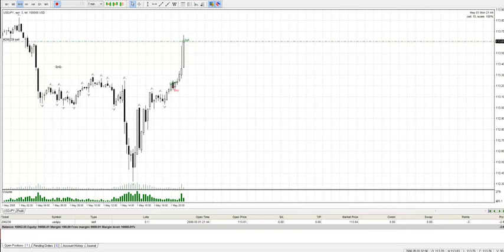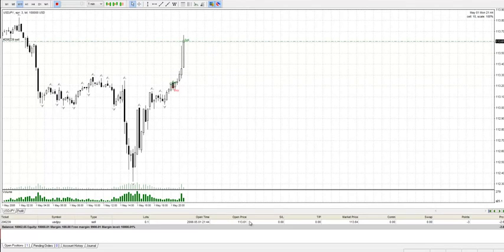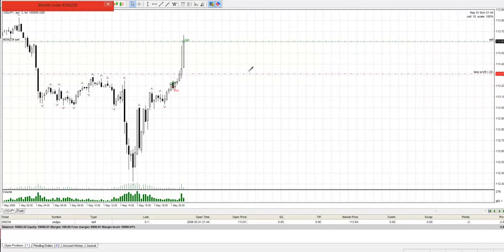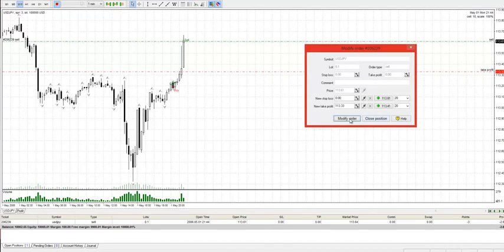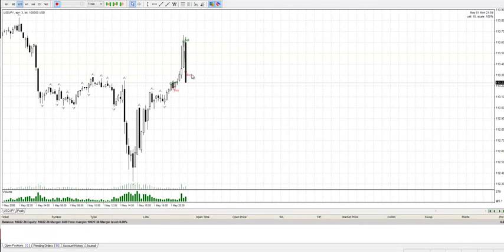Okay, now for the trade, the take profit will be placed at the opposite fractal. So I'll be placing it right over here and adding a bit for spread and stuff. Okay, so that took profit as well.